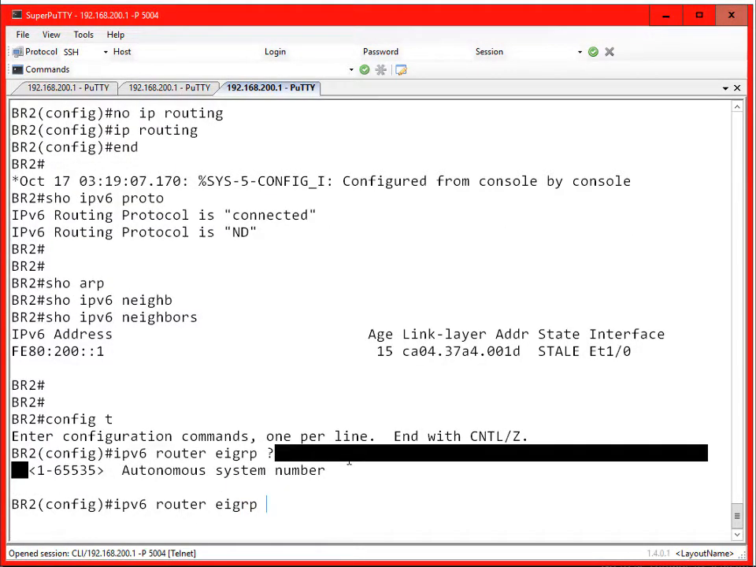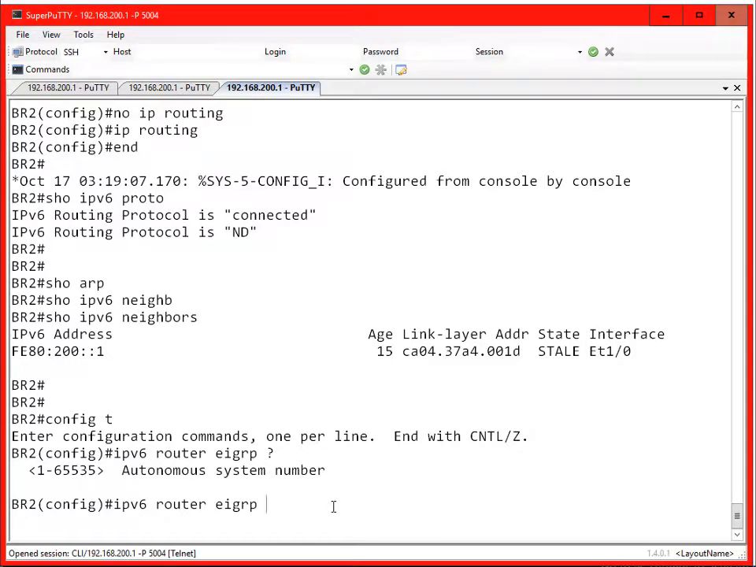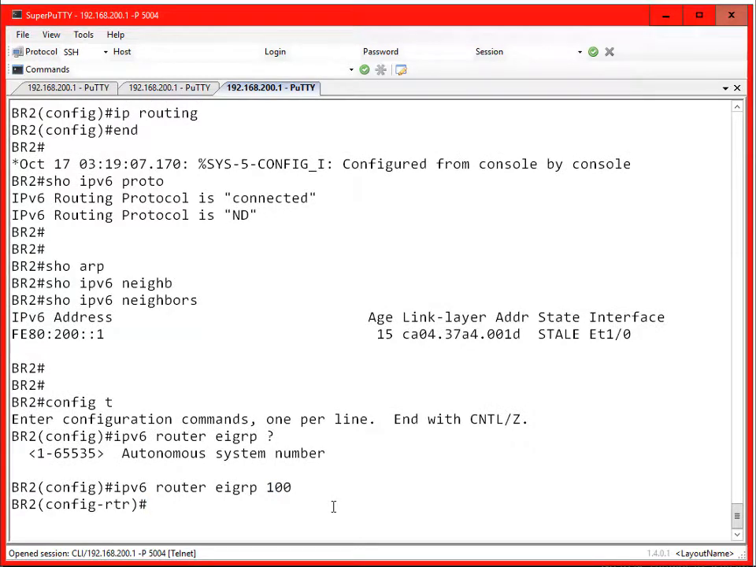Just like IPv4, it's technically a 32-bit field within the EIGRP packet header, but the ASN is actually based on a 16-bit number. So it goes from 1 to 65,535. ASN 0 is not usable, obviously, in this case. So we're going to go ahead and apply ASN 100.